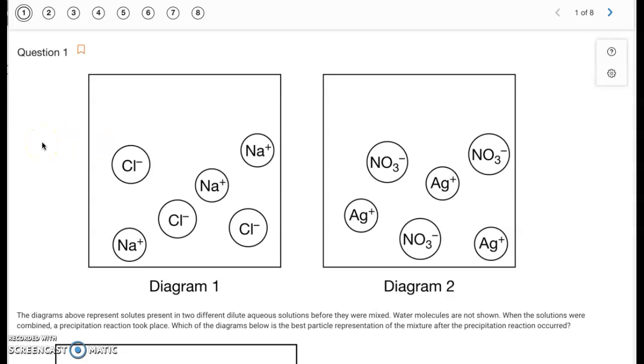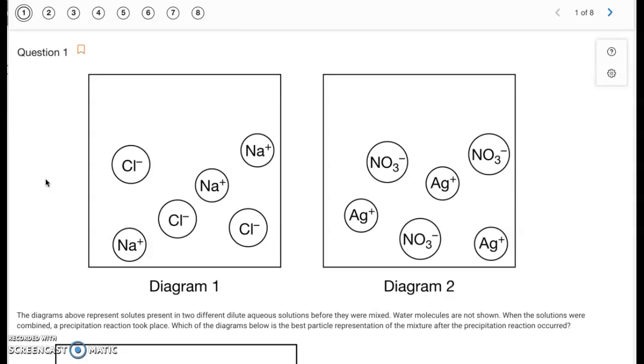All right, so question number one, we have these two solutions right here, and it says that we're going to mix those two together, and when the solutions combine, a precipitation reaction took place. So which of the diagrams below is the best particle representation of the mixtures after the precipitation reaction occurs?